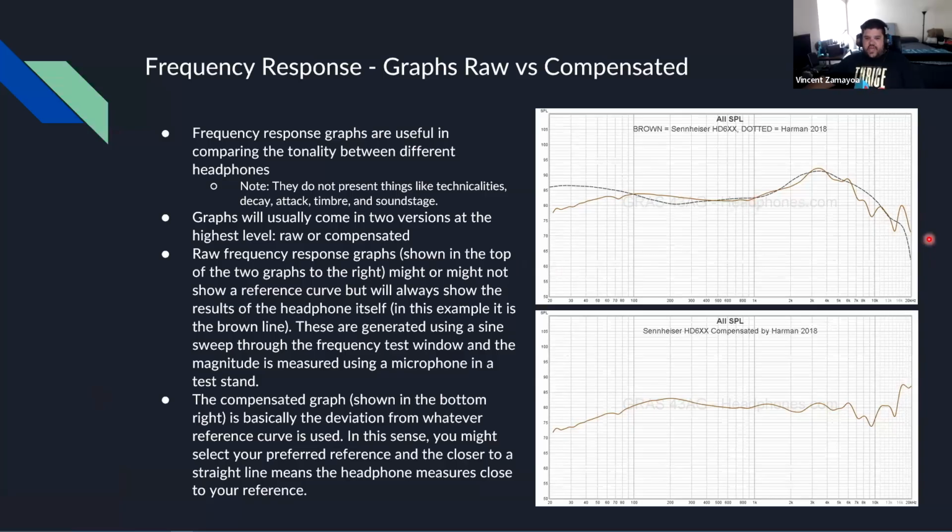You'll also see compensated graphs. Compensated is usually the difference between whatever headphone you're measuring and the actual reference. So what you're looking for there is a flat line, generally speaking, because if you wanted the reference, you would want no difference from the reference. Now, you may not want the reference. That may not be your preference. So you may not want an actual flat line, but it at least gives you a point of comparison between that reference and what it actually measured.